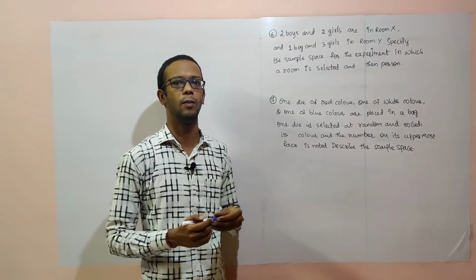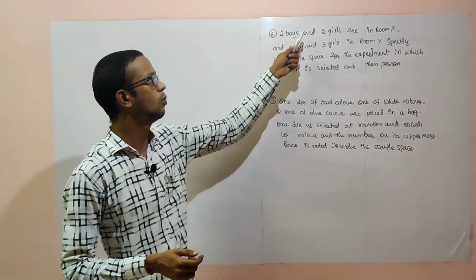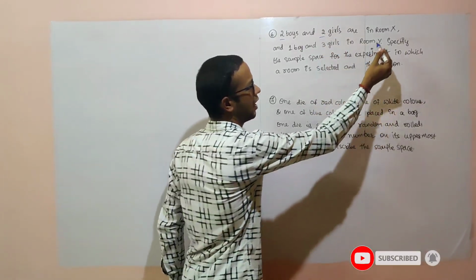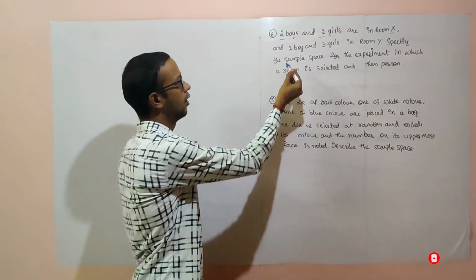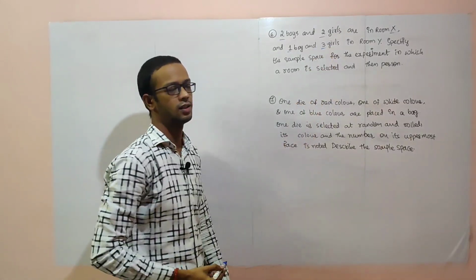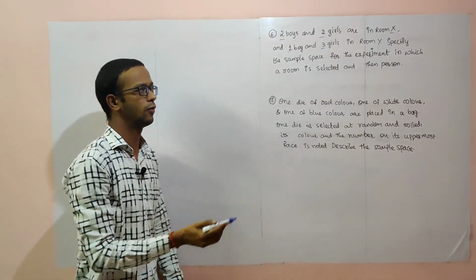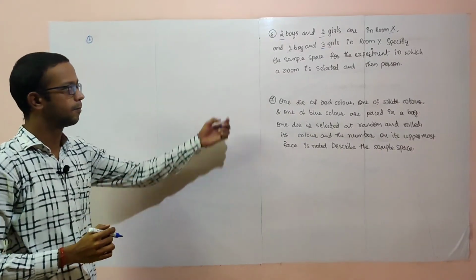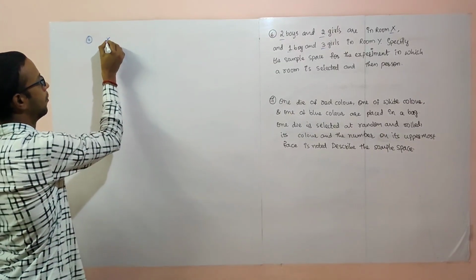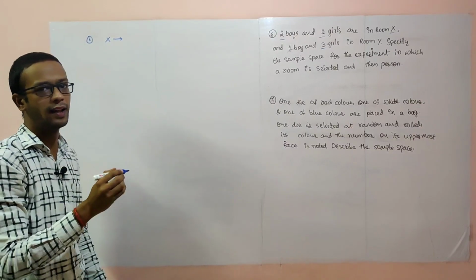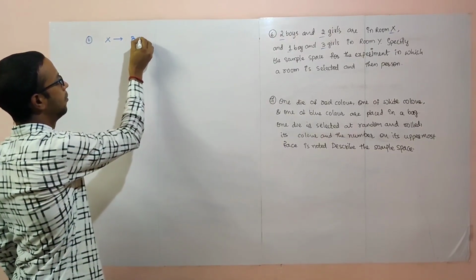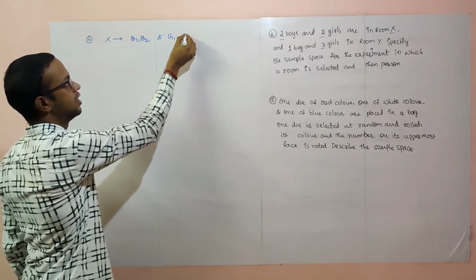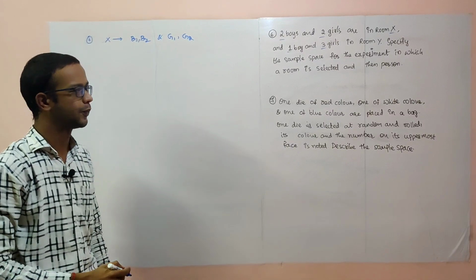Next step, problem number 6. Two boys, two girls in a room X. One boy, 3 girls in a room Y. So first of all I will make it here. 6th one, in X room, 2 boys is there. I am naming as B1, B2, and 2 girls is there, G1, G2.